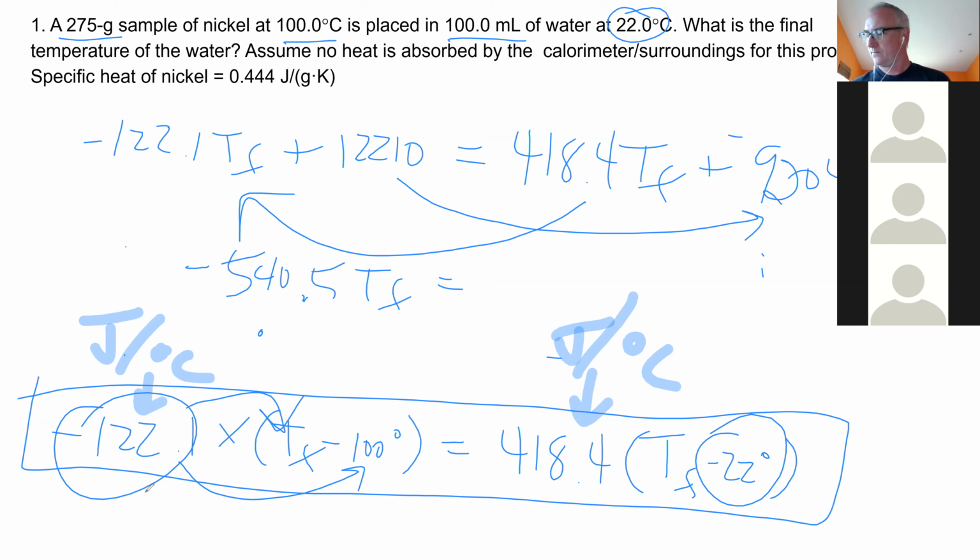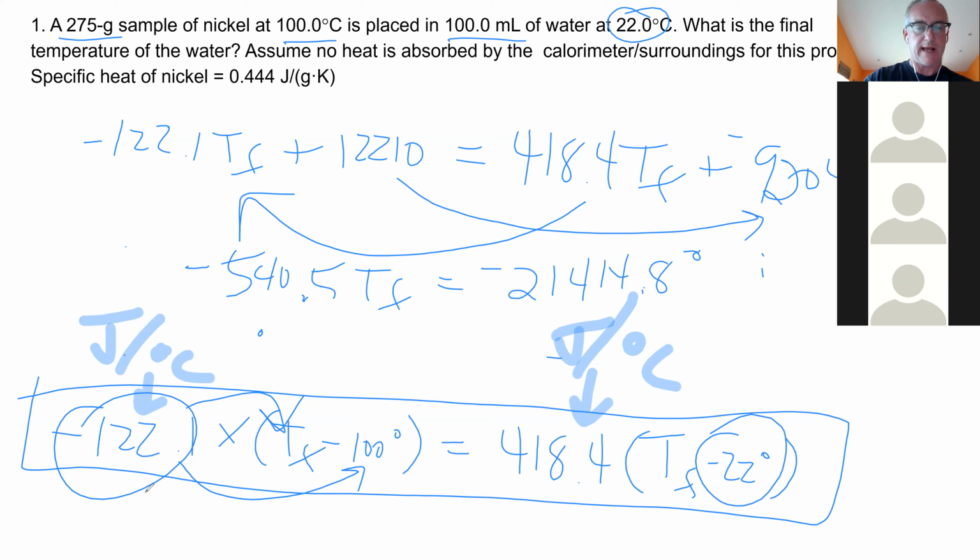Negative 21414.80 Celsius. Negative 21414.8, right? Degrees.